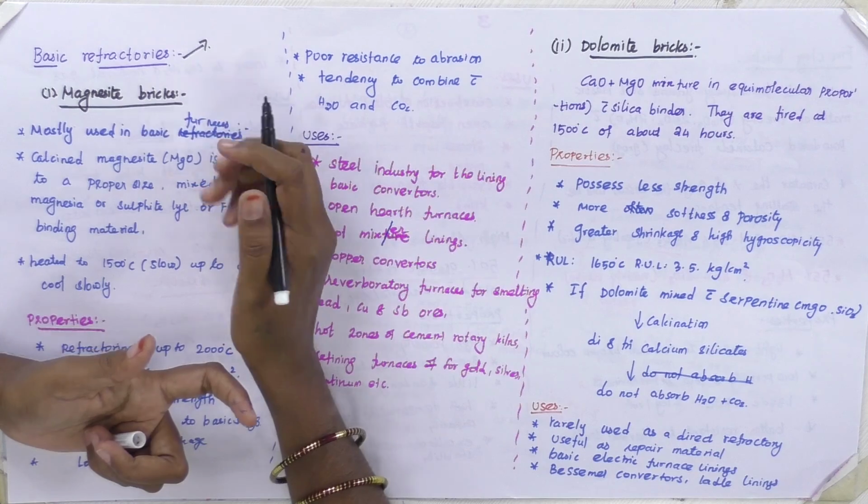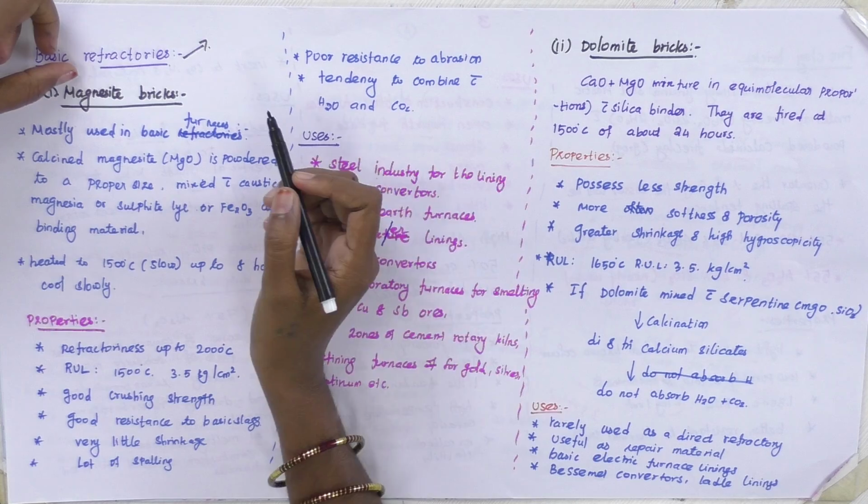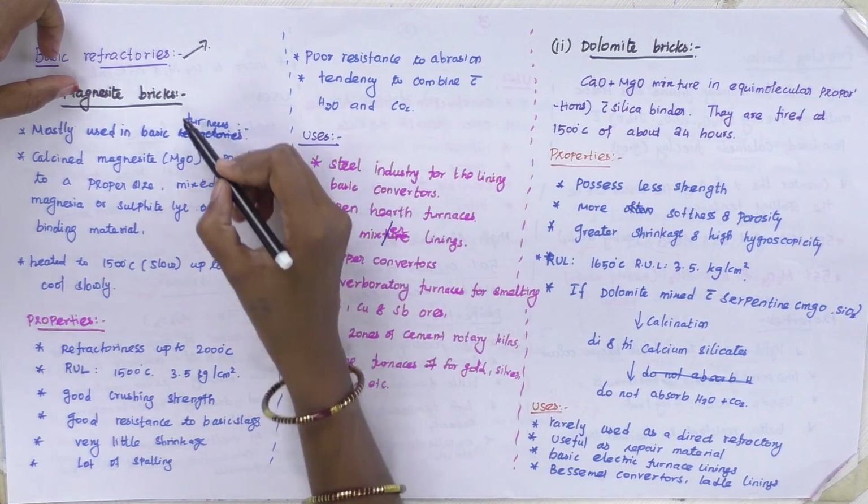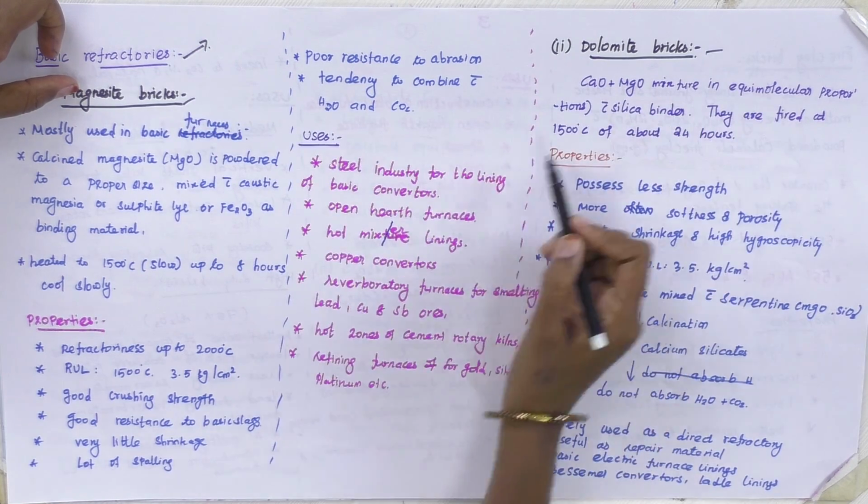In this lecture we are going to see basic refractories. The basic refractories are very stable to basic materials, but can easily be attacked by acidic materials. So the basic refractories are only used where we can use basic materials, or materials which are basic in nature. In this type we are going to see two types of bricks: one is magnesite bricks and another one is dolomite bricks.